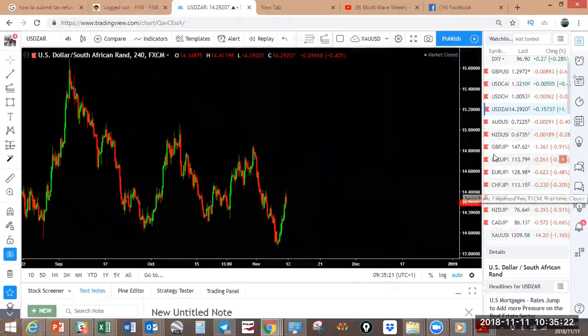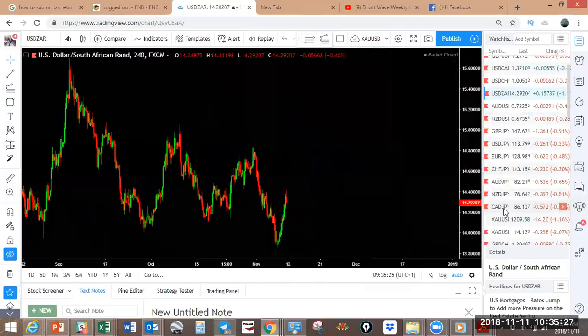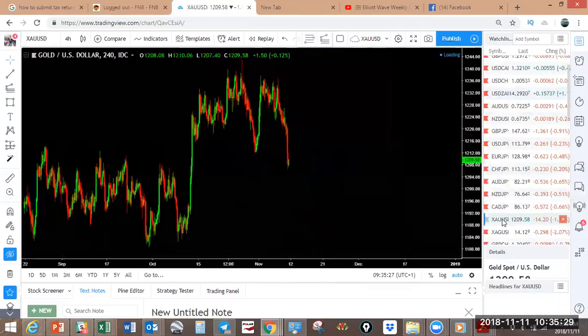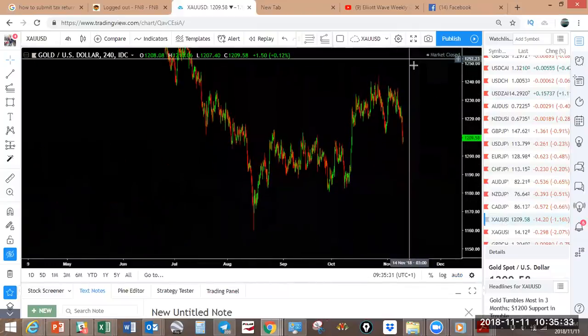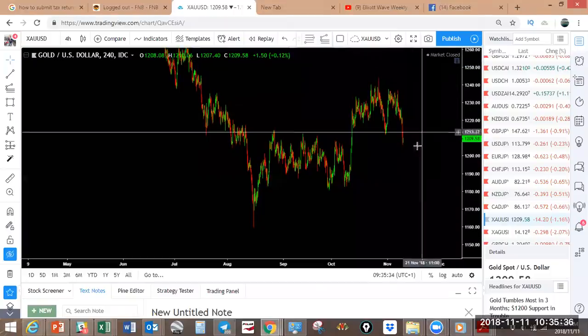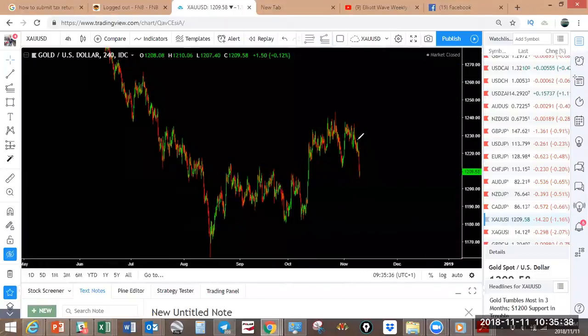Now let's move on to the yen pairs. Before we do the yen pairs, let's look at gold. We will look at gold and then we're going to look at US dollar JPY because there's a direct correlation between this and US dollar JPY. Okay, so during the week we're looking for this one to come down.